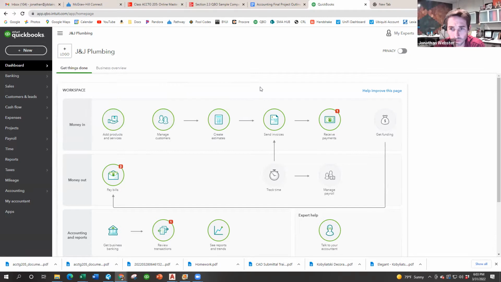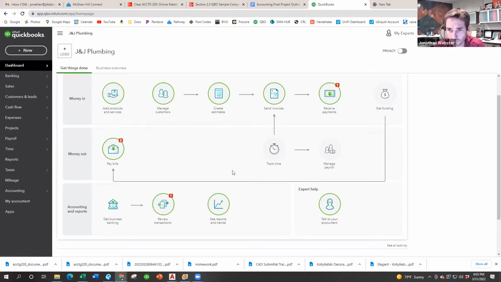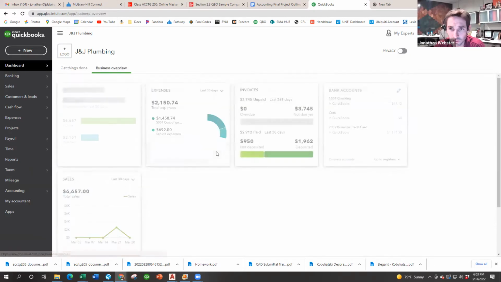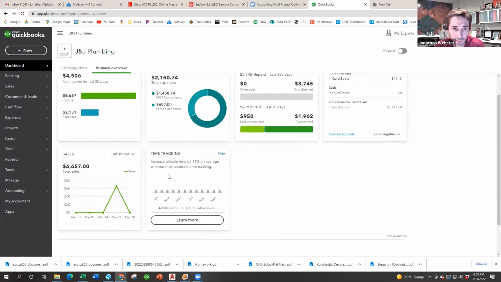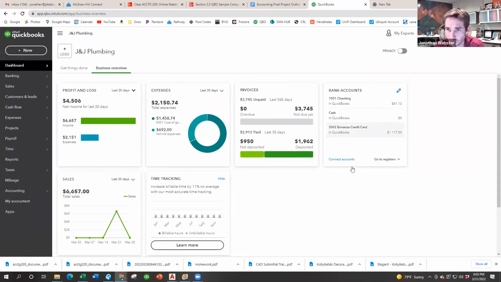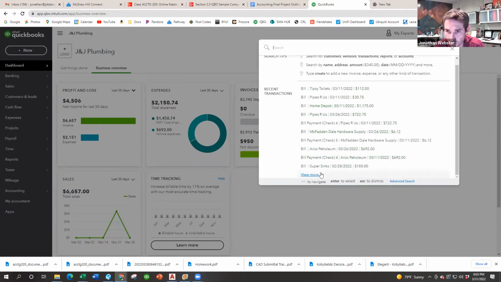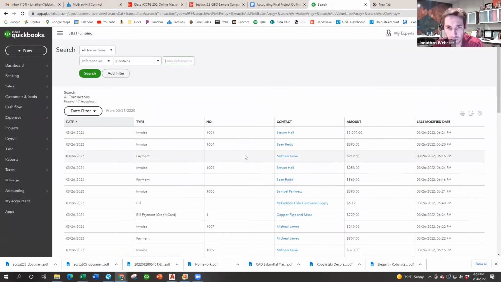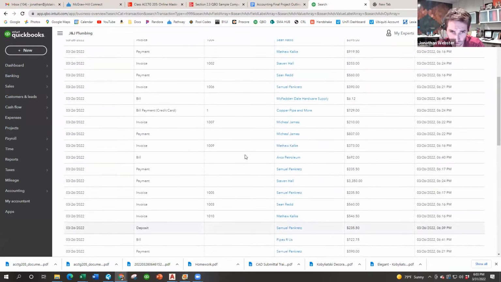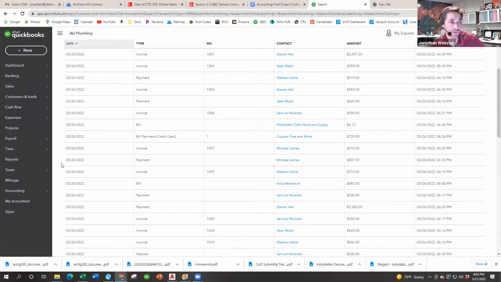So this is the dashboard, which you would a lot of times start off with. There's also a business overview in QuickBooks Online that kind of tells profit, loss, expenses, invoices, things like that. You can go to the new tab to create a lot of items. What we're going to do is use the magnifying glass feature here, which shows recent transactions. And I'm going to click on this view more. Now this gives us a list of a lot of our recent transactions. And I'm going to show you first three customer transactions.